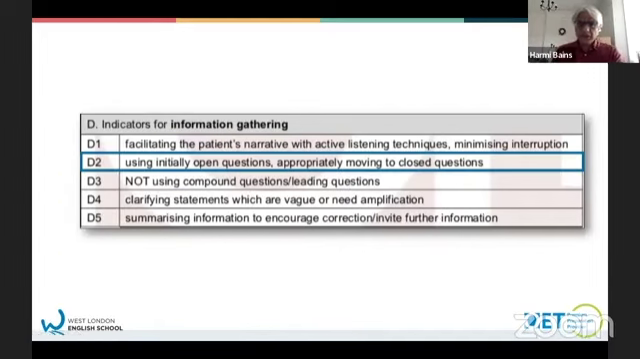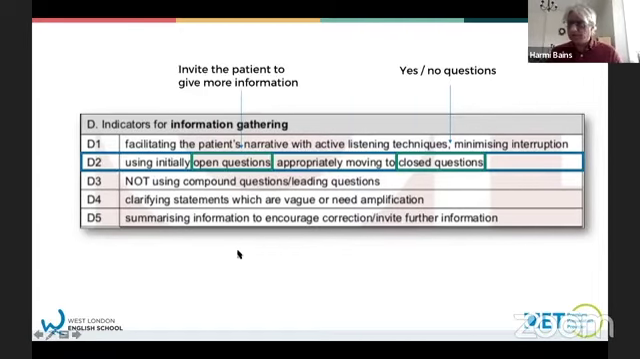Again, this is from the criteria. And this is from the communication criteria. And you can see here I've highlighted D2. So you can see what it says. It says using initially open questions, appropriately moving to closed questions. Well, closed questions are more restricted, a bit like yes/no questions, really. And open questions allow the patient to express themselves a lot more.